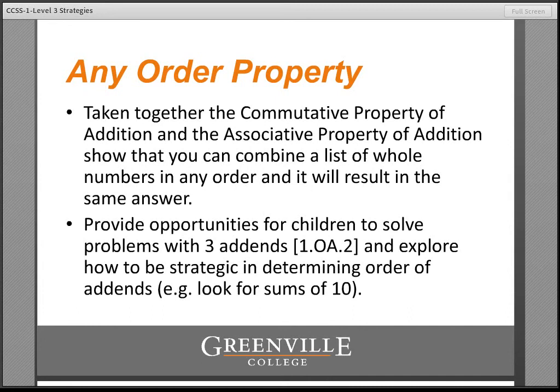Although the commutative property involves 2 addends and the associative property involves 3 addends, when you take the 2 properties together, it actually generates a third property that you can call the any order property, which basically says that if you have many addends to combine, you can do it in any order, so you can be very strategic. Provide opportunities then for children to solve problems with not just 3, but perhaps even more addends so that they can get some practice in looking for ways to be strategic in how they combine the numbers.